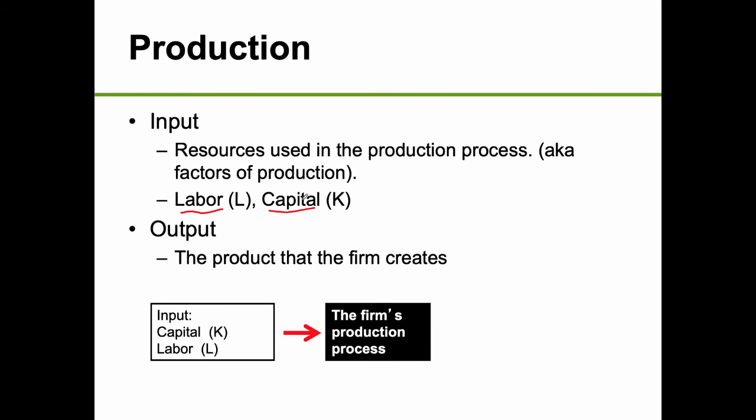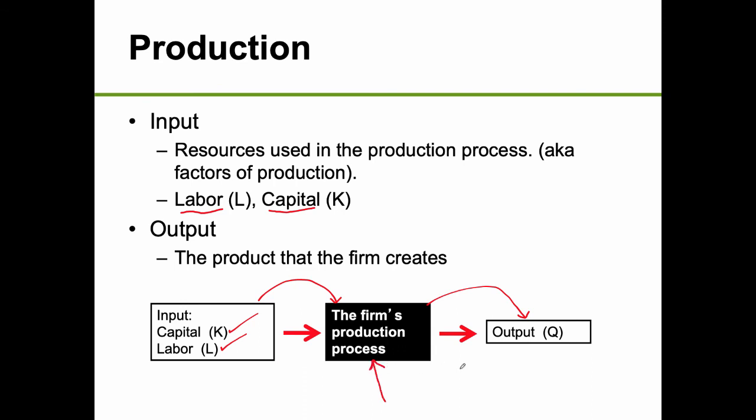And through the firm's production process, whatever that process is, sometimes we call it the black box, we end up with output. So again, it's the firm taking our capital and our labor, putting it into the box. There it goes. The box gets shaken up, and out of that box comes our output.